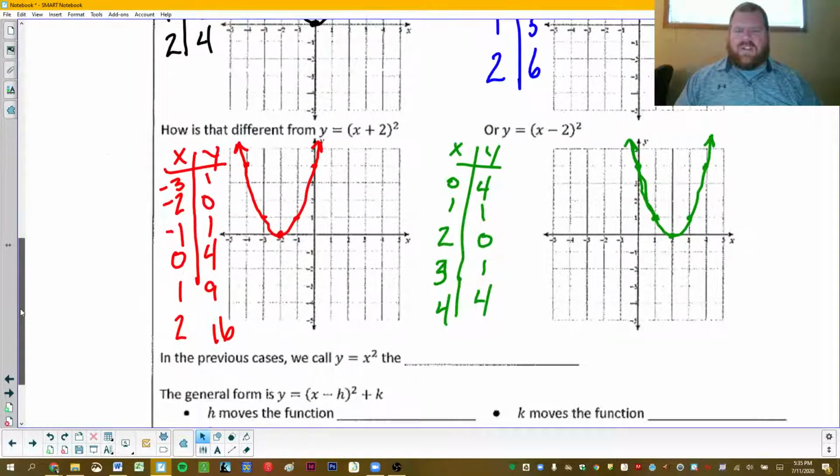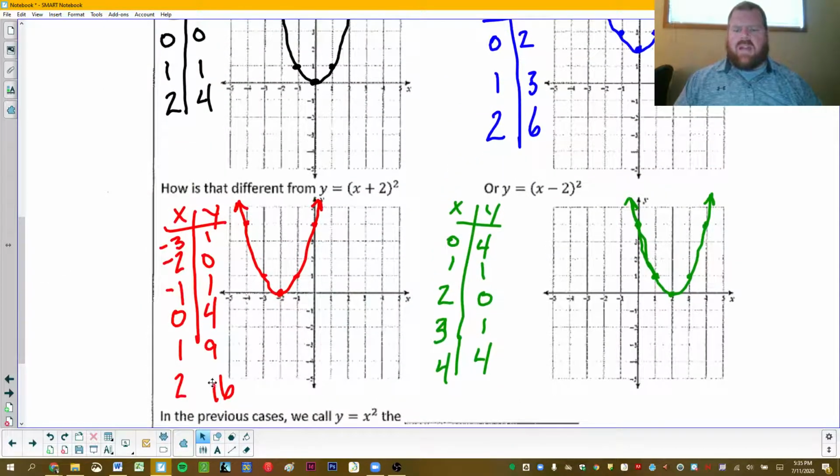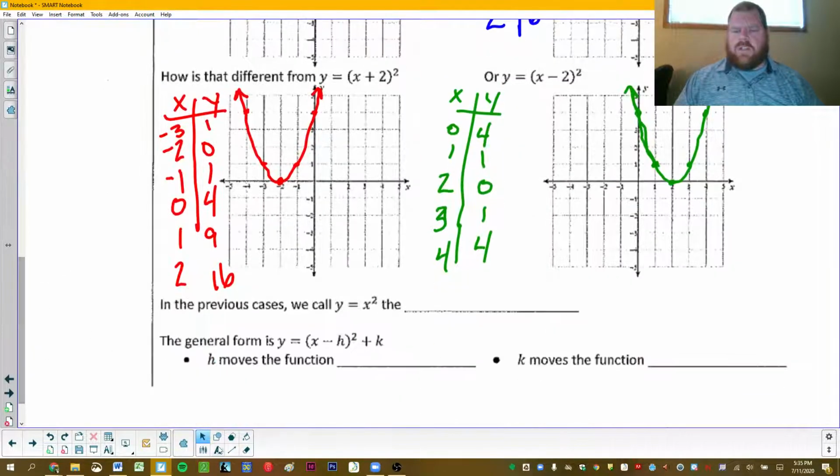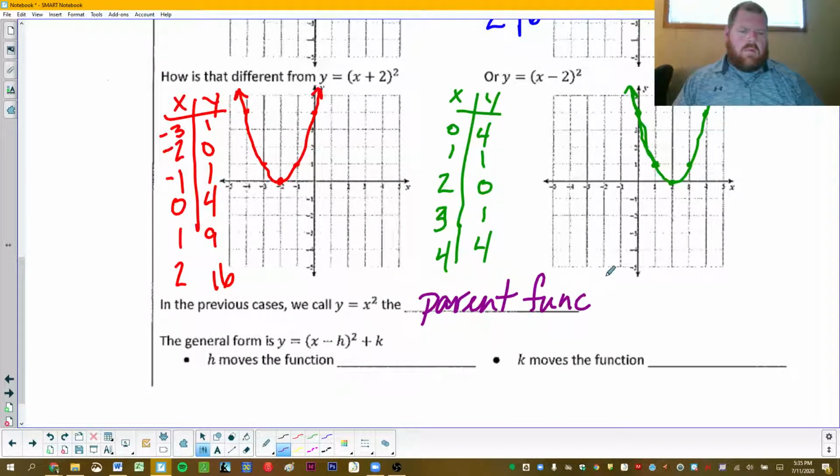So in all these previous cases, the x squared, the one in black, we call that the parent function. So that is our parent function. All right? That's the one that starts everything. Once we get that one going, then everything kind of falls in place from there. And so really what we worked with is this general equation that says y equals, in parentheses, x minus h squared plus k.